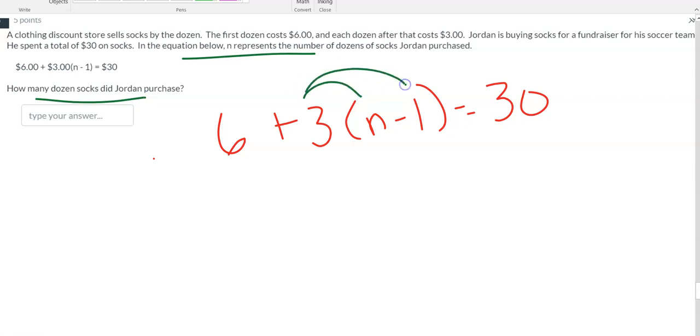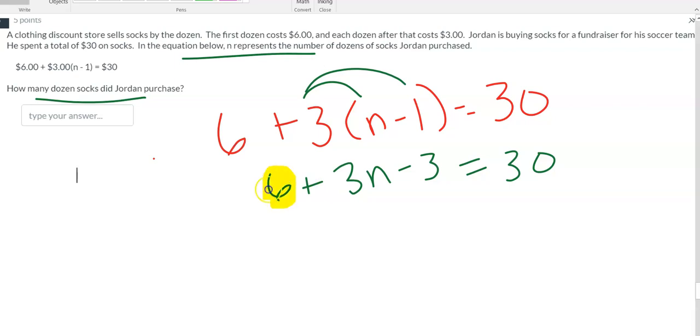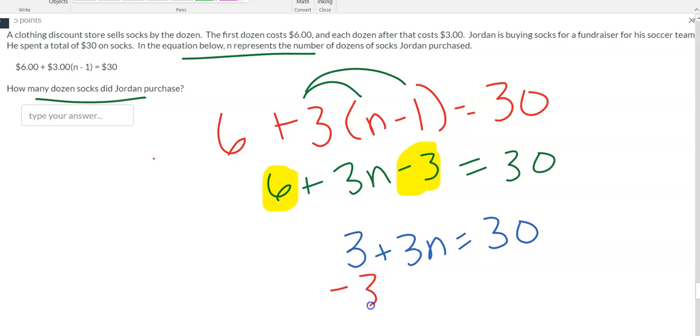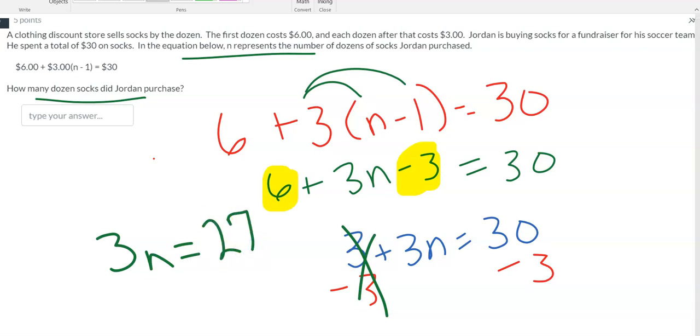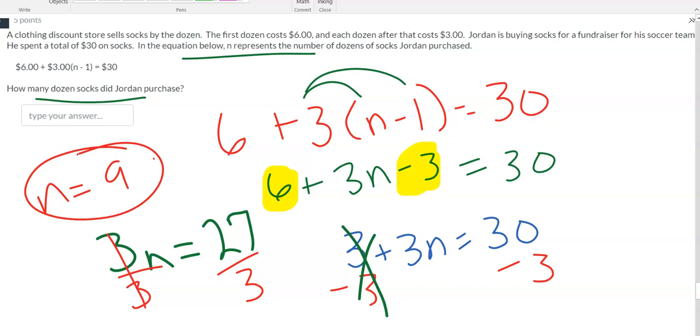Remember, distribute would be the first thing I always look for. Bring everything else down. All right, then I would combine my like terms if there are like terms, and I do have a 6 and a -3 on this side. I can combine those. 6 minus 3 is 3. And then from here, it's just a 2-step equation. I would just subtract the 3 from both sides. That's going to give me 3n, because these cancel, equals 30 minus 3 is 27. So when I solve this, divide by 3, I get n equals 9. Okay, and that's all I'm having to do is just solve for n.